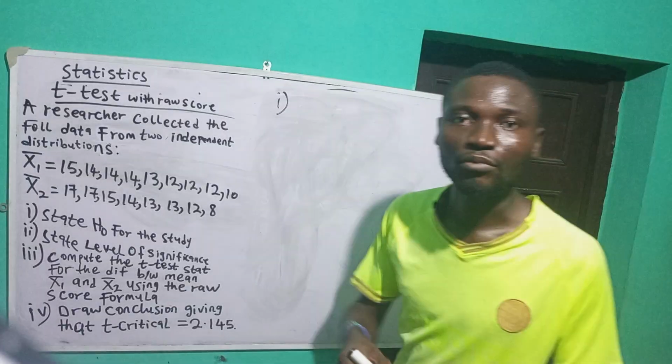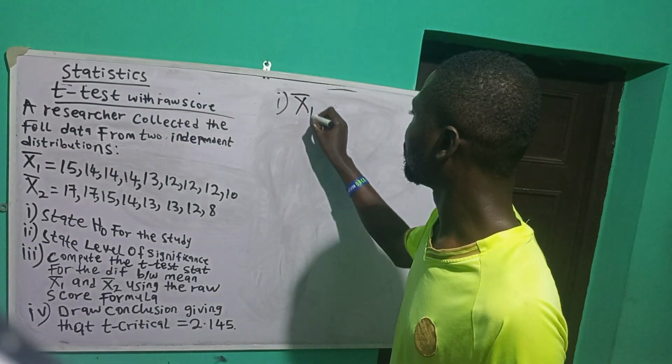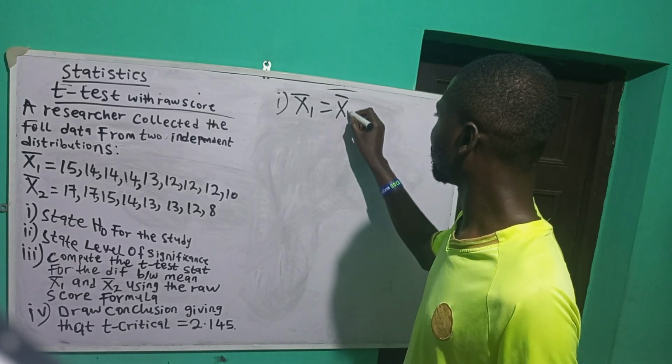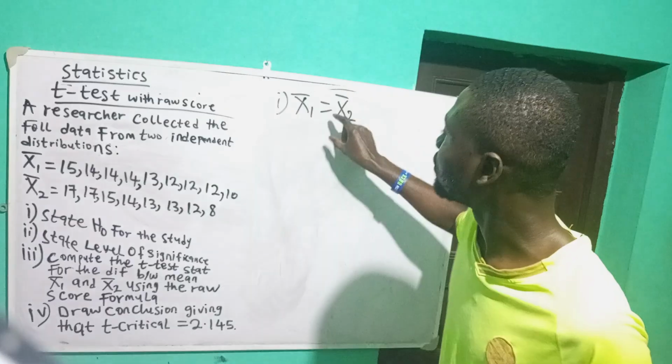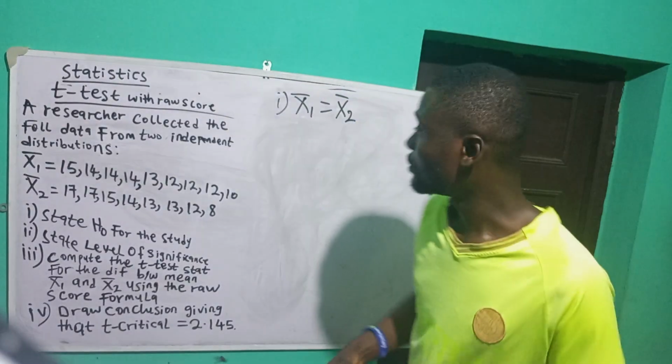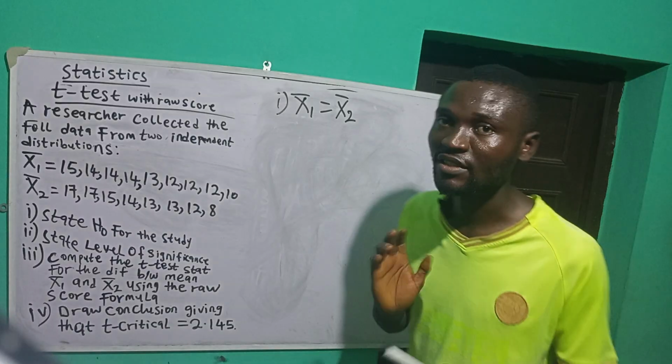This is how to state the null hypothesis for t-test with raw score. The mean score for mean 1 is equal to the score for mean 2. This is how it is being stated.